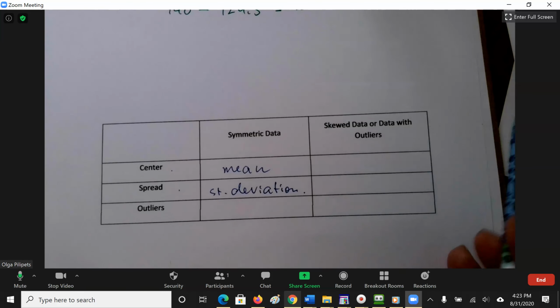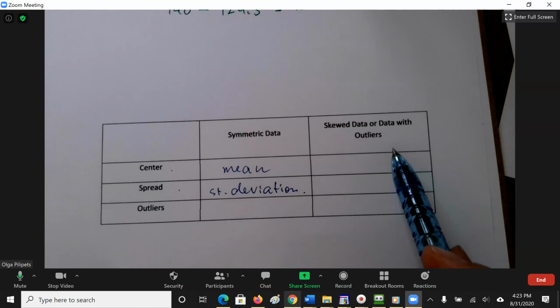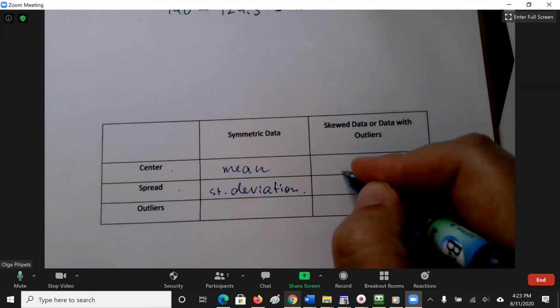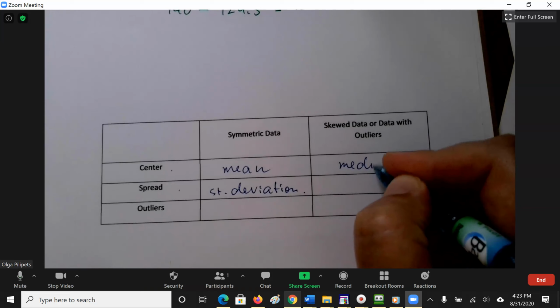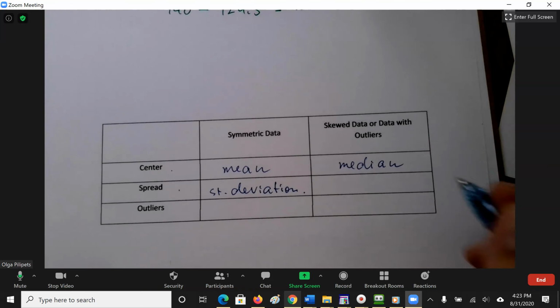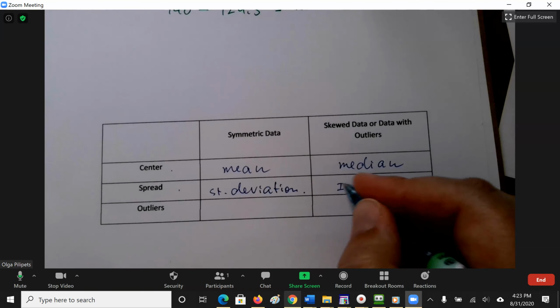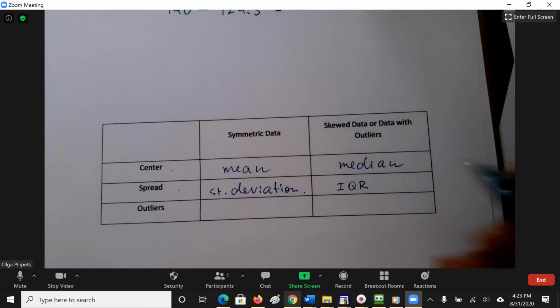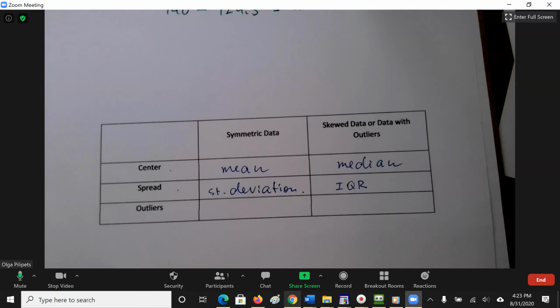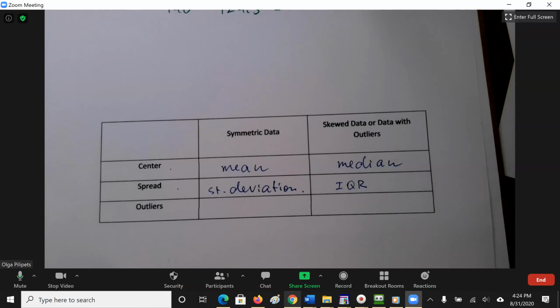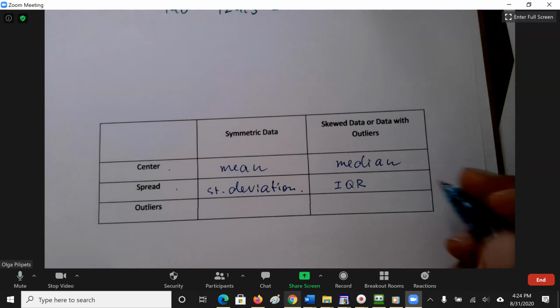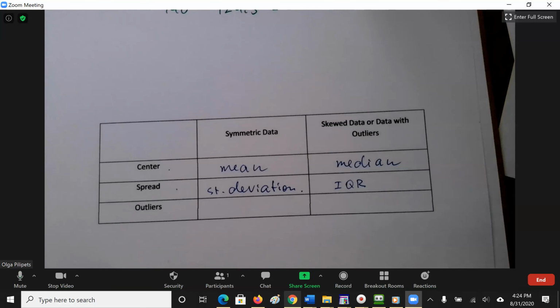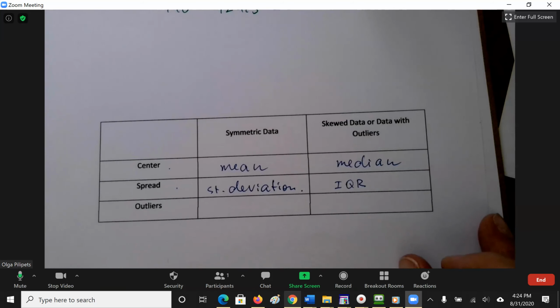For skewed data or data with outliers, you're going to use median for the measure of center, and you're going to use IQR for the measure of spread. All right. Please remember this, and this is it for now.